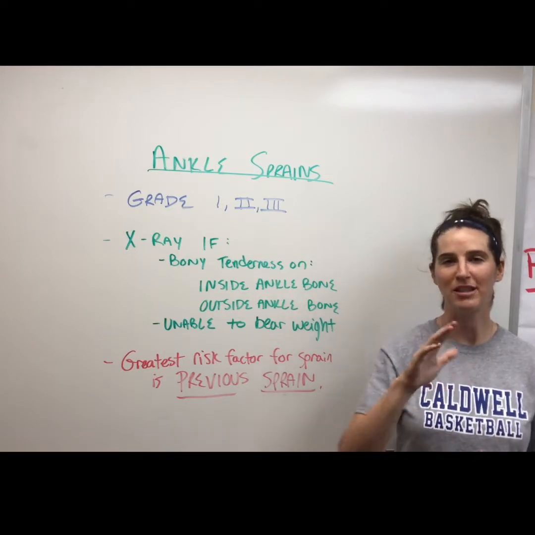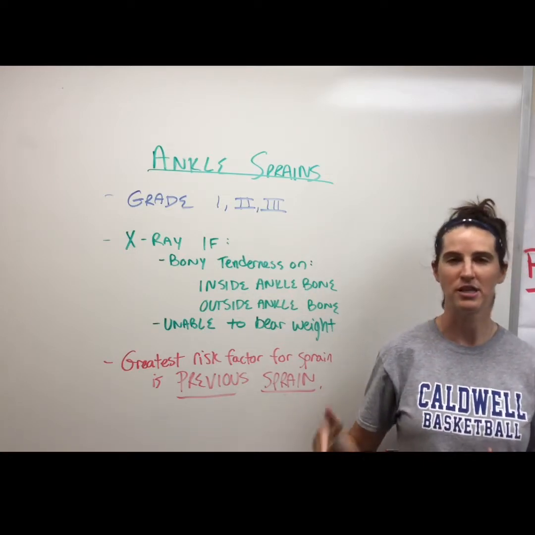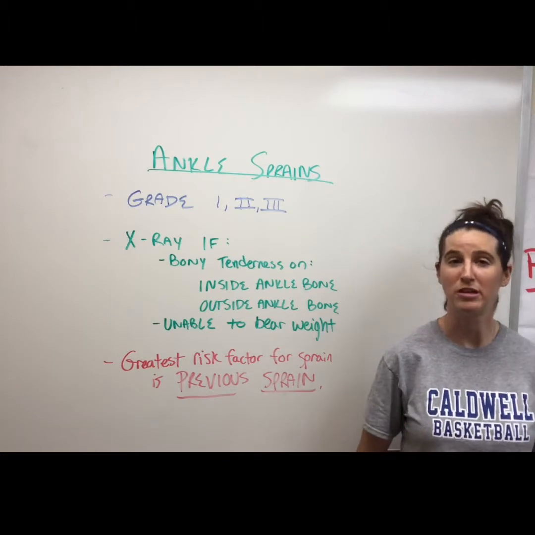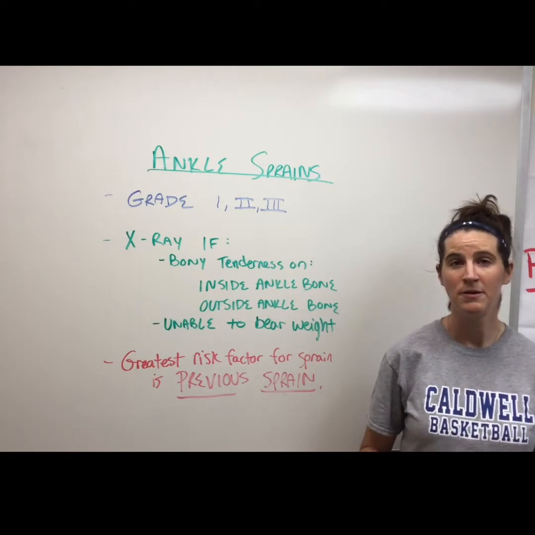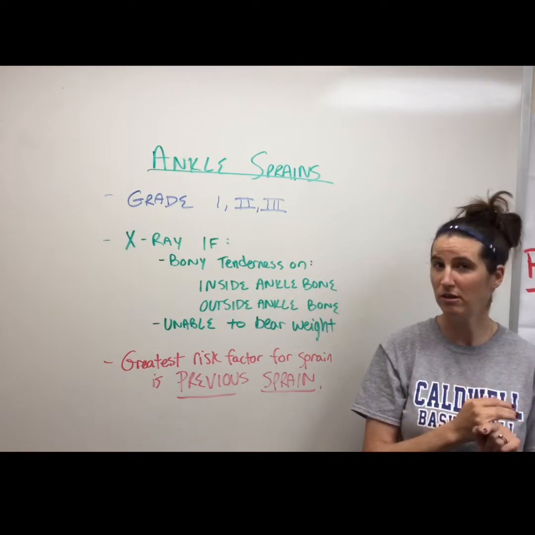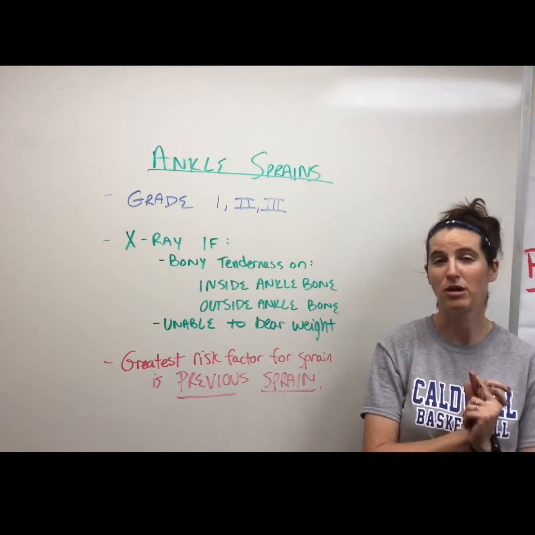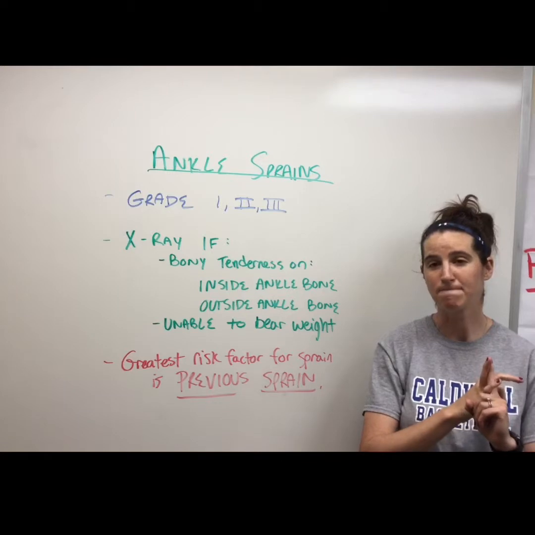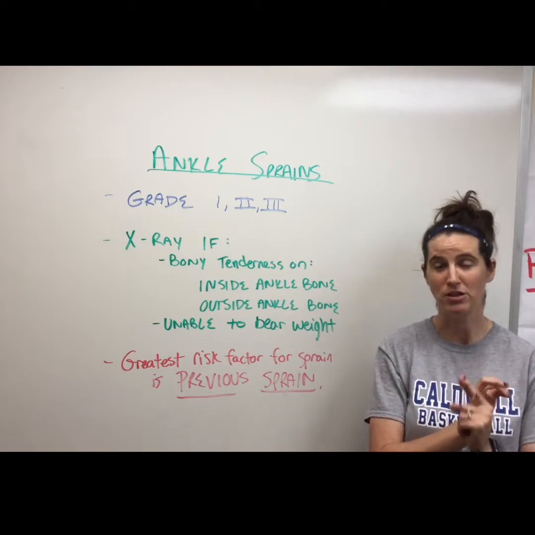Typically, we are talking about lateral ankle sprains, meaning ankle sprains that affect the ligaments on the outside of the leg. They usually happen when the foot twists inwards, when you either jump or land on it funny, or you land on another player's foot, or a ball, something of that nature.